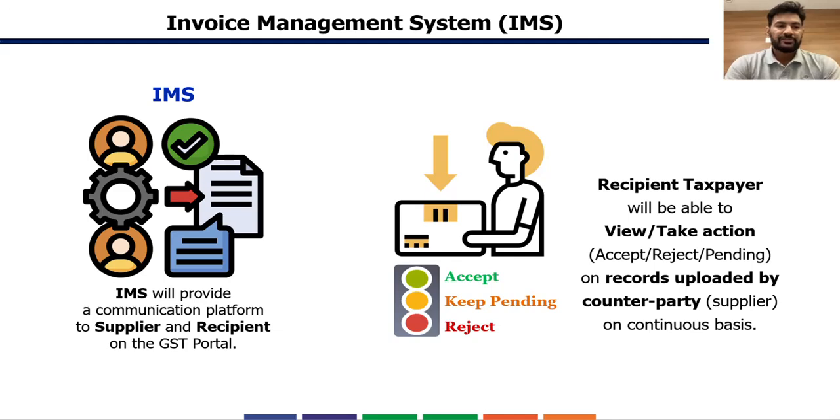So IMS functionality allows the taxpayers to take various kinds of actions on the records that have been uploaded by their supplier in their GSTR 1, GSTR 1A or IFF.